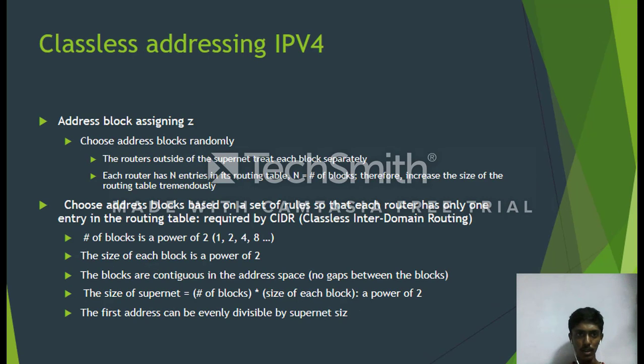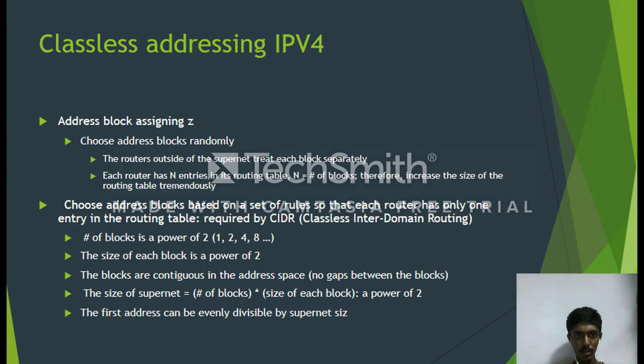Next, address block assigning. If you choose the addresses randomly, the routers outside the supernet must treat each block separately. Each router would have n entries in its routing table, and the infinite number of blocks would increase the size of the routing table tremendously. Instead, choose address blocks based on a set of rules so that each router has only one entry in the routing table. This is also required by CIDR, also known as classless inter-domain routing.